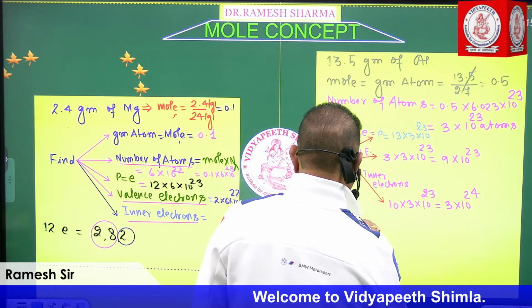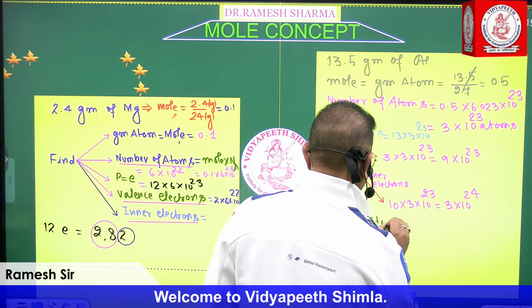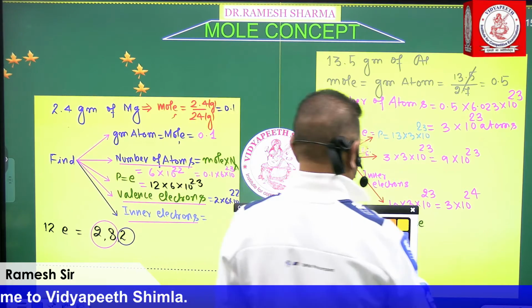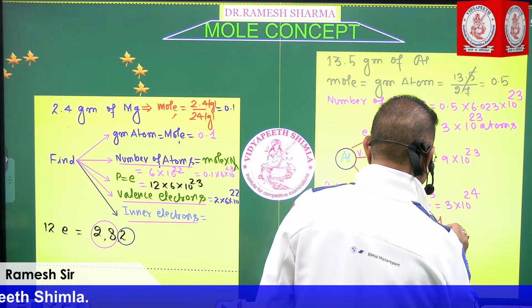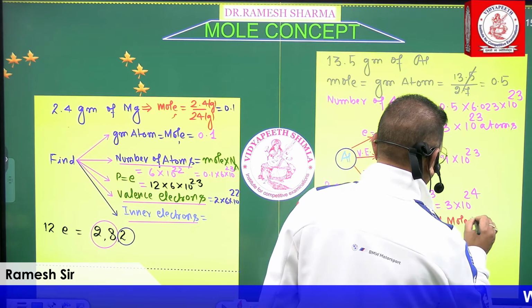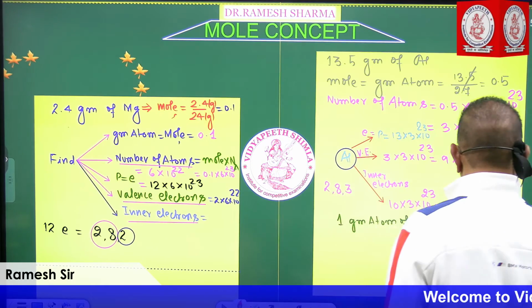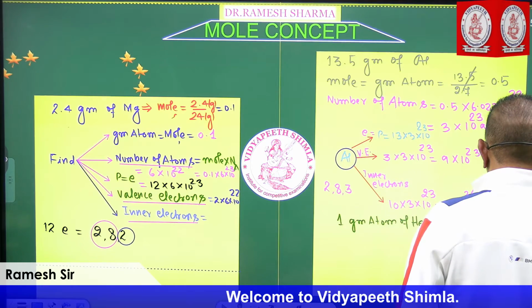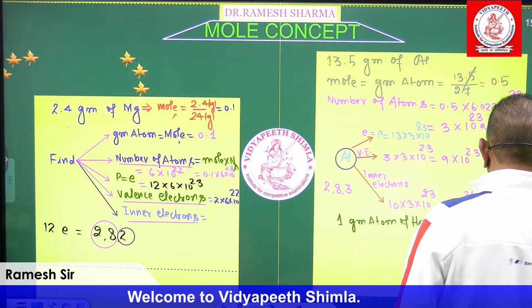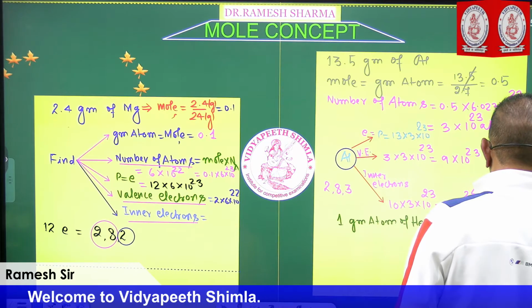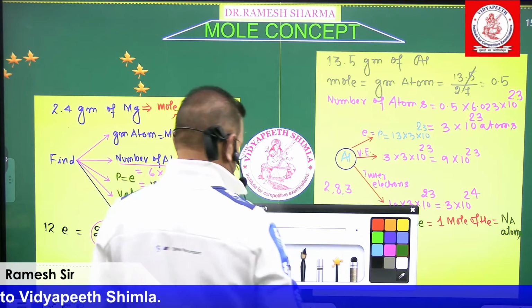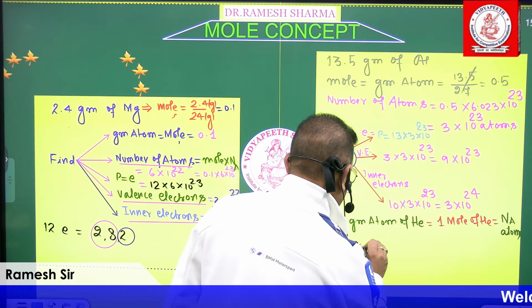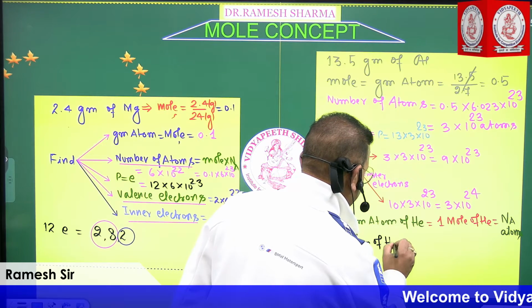One gram atom of helium means 1 mole of helium. Yes, no? Means Na atoms. Yes, no? And then 1 gram of a helium atom.